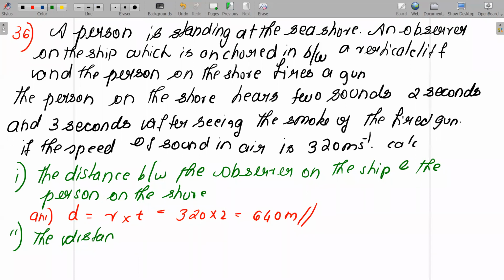I don't know. Write first. The distance between the cliff and the observer on ship.